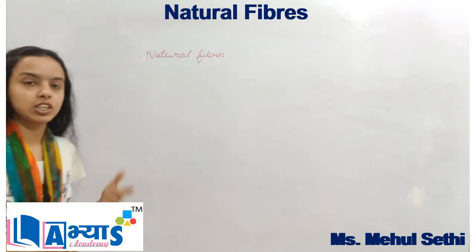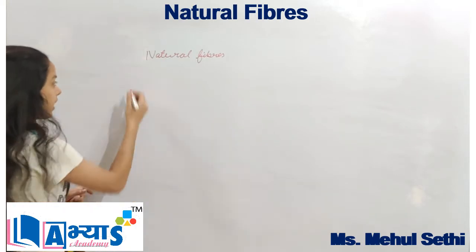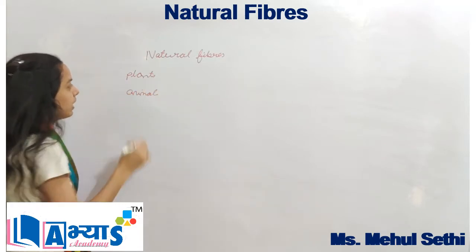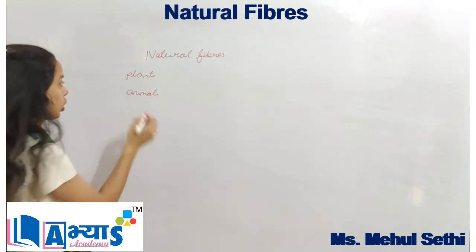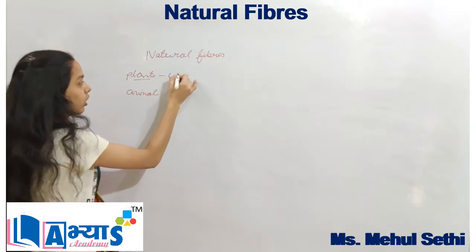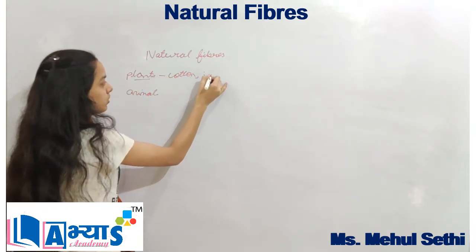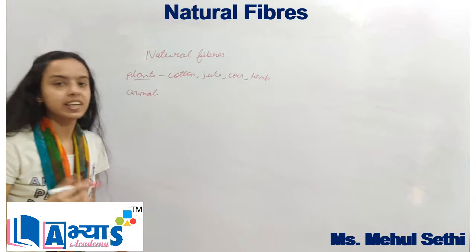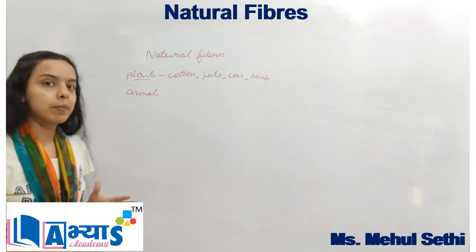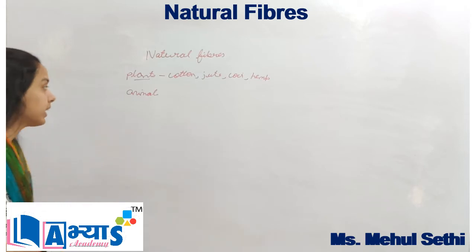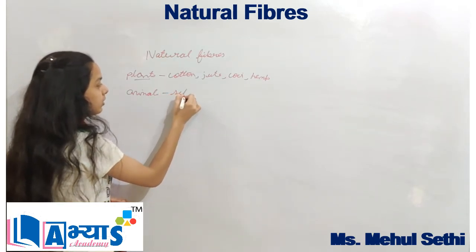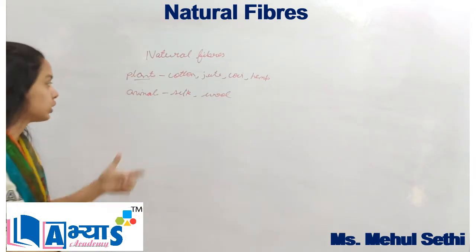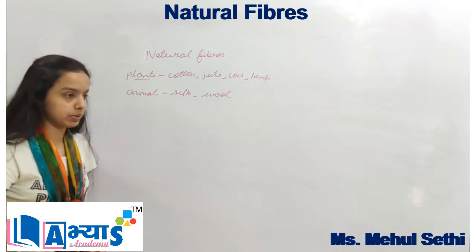Basically, those fibers which are obtained from either plants or animals are known as natural fibers. For example, let us first discuss those fibers which are obtained from plants. Basically, cotton, jute, coir, hemp. All these are examples of natural fibers which come under the category of plants. And in the case of animals, we have silk, we have wool. So these two come under the categories of animal fibers or natural fibers.